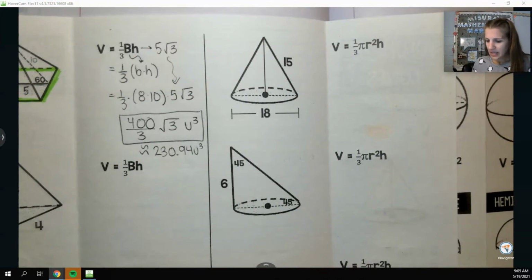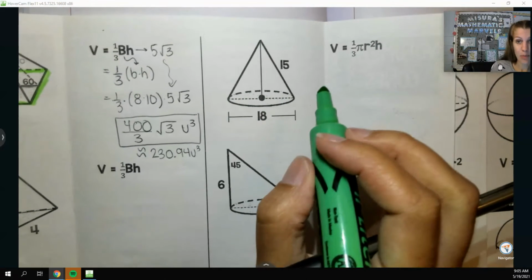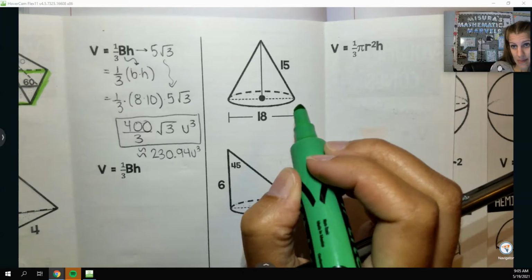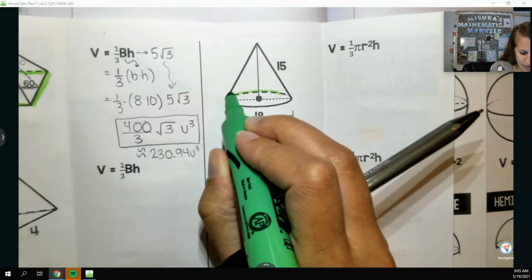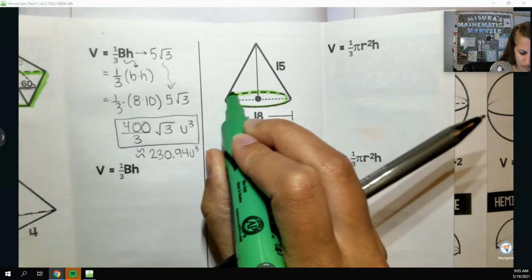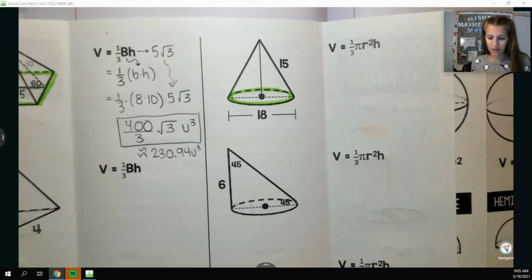All right, jumping over here, let's try another. If I want to find the volume, we're going to do 1/3 area of the base times the height. Your base shape is a circle. I don't know why I got a southern accent there for a second.